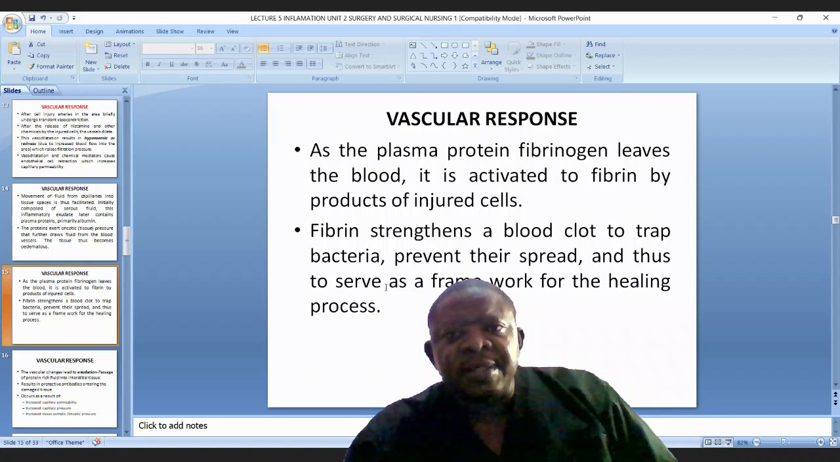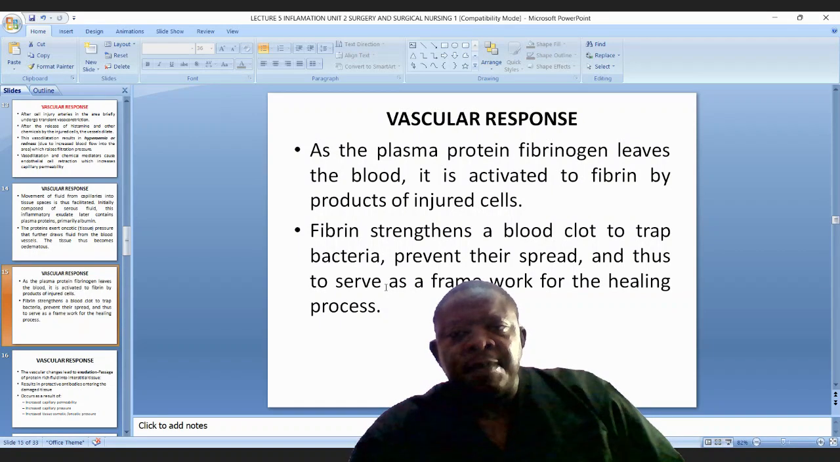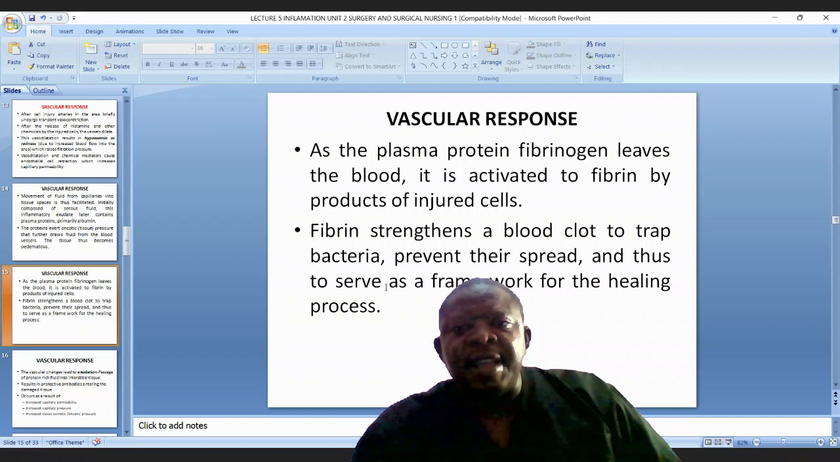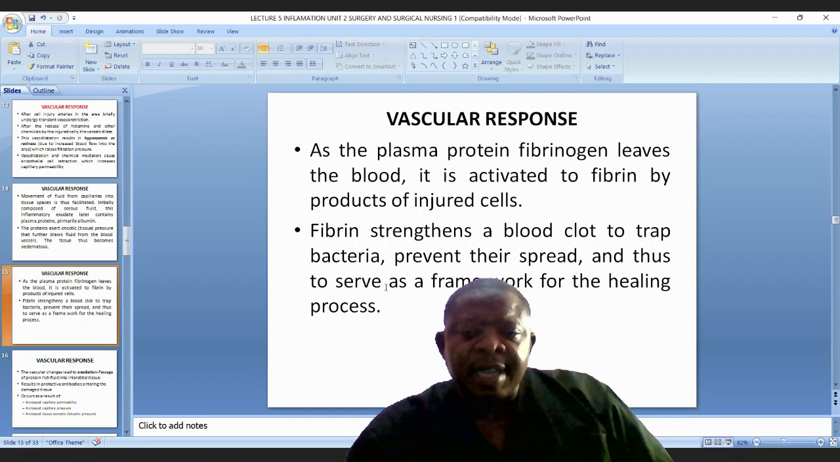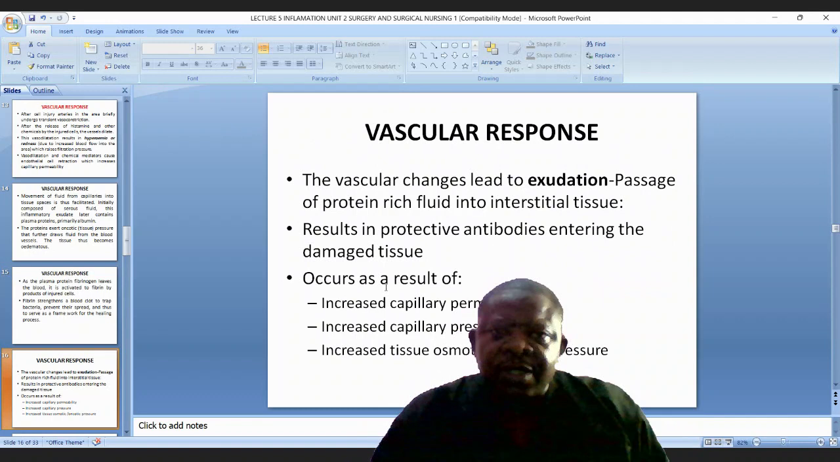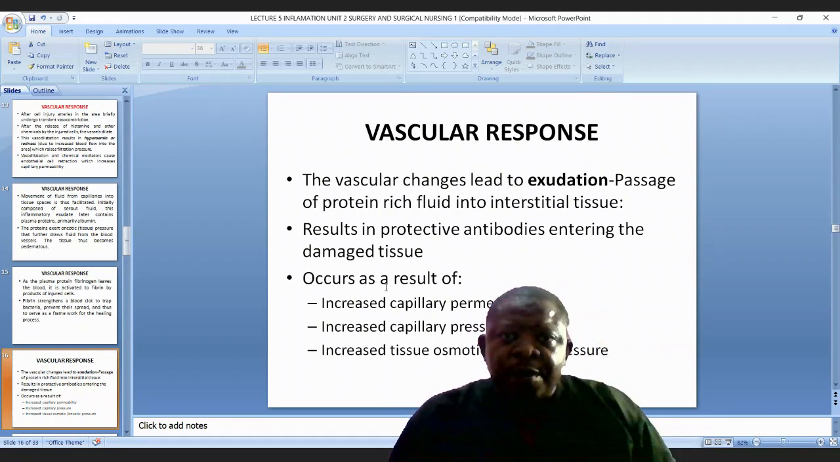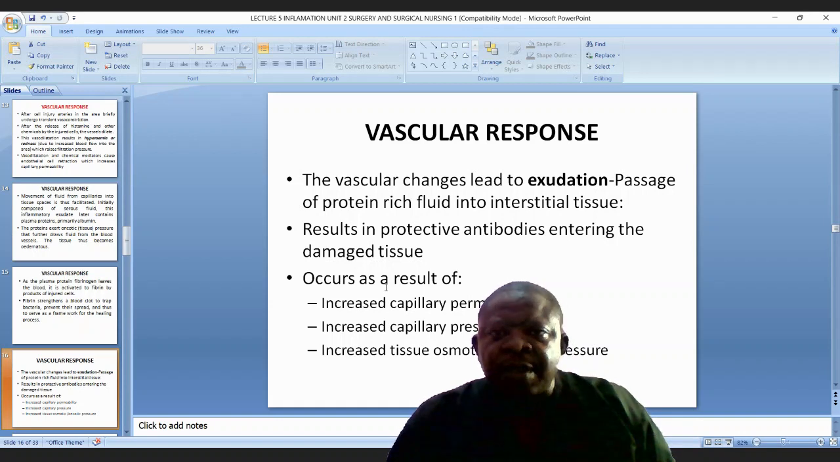As the plasma protein fibrinogen leaves the blood, it is activated to fibrin by products of injured cells. Fibrin strengthens a blood clot to trap bacteria, hence preventing the spread and also serving as a framework for the healing process, the formation of meshwork in the healing process. Okay, so the vascular changes will lead to exudation, passage of protein-rich fluids into interstitial tissue.